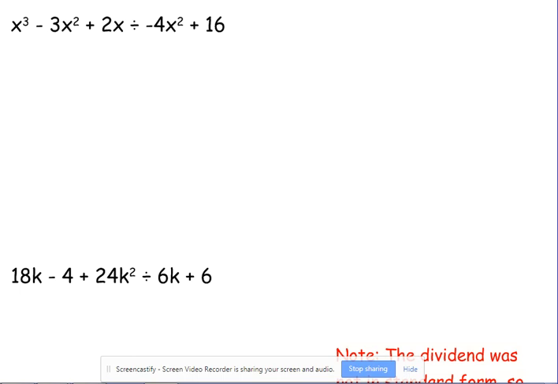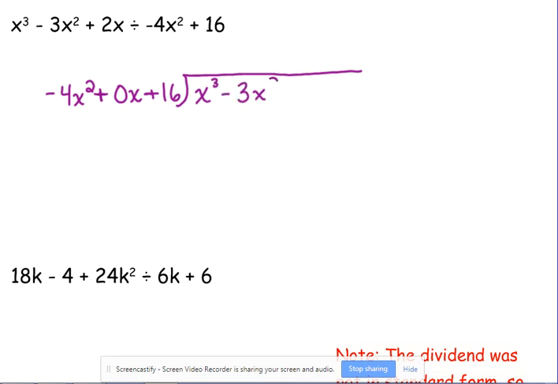Okay, so our divisor started with x squared, but it doesn't have an x. So I've got to put 0x there to hold the place. Here's another part of the problem that you can't rush through. You've got to pay attention to these details. So the dividend starts with x cubed. We've got x squared. We've got x. We don't have a constant, so we need a plus 0 on the end.